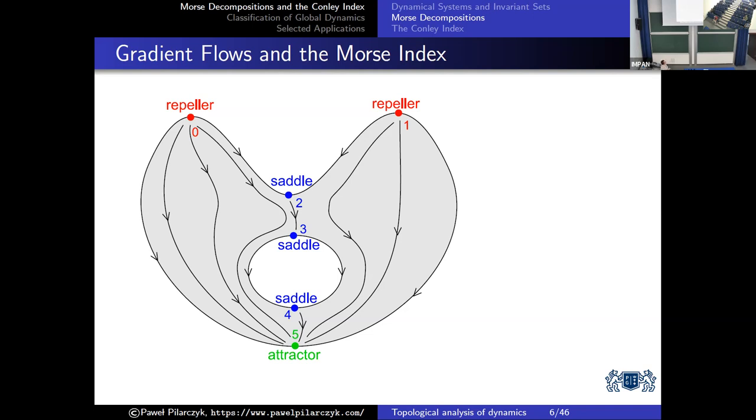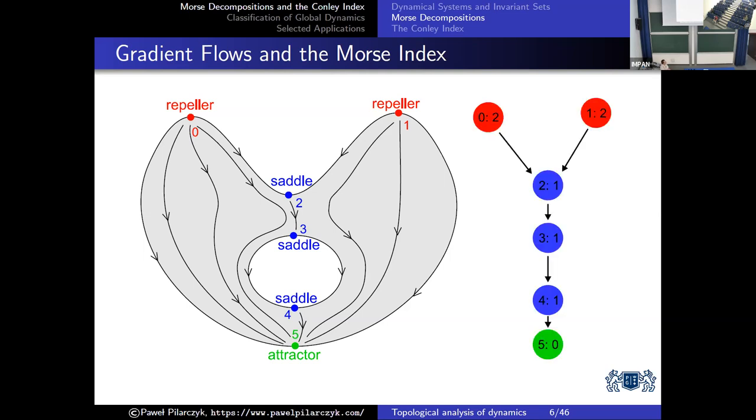Now, suppose we have a finite number of these critical points, and we can depict this gradient dynamics in a schematic way by means of a directed graph. Each node of the graph corresponds to one critical point. The information that we put in the node is the consecutive number 0, 1, 2, 3, 4, and 5. I start numbering points from 0.